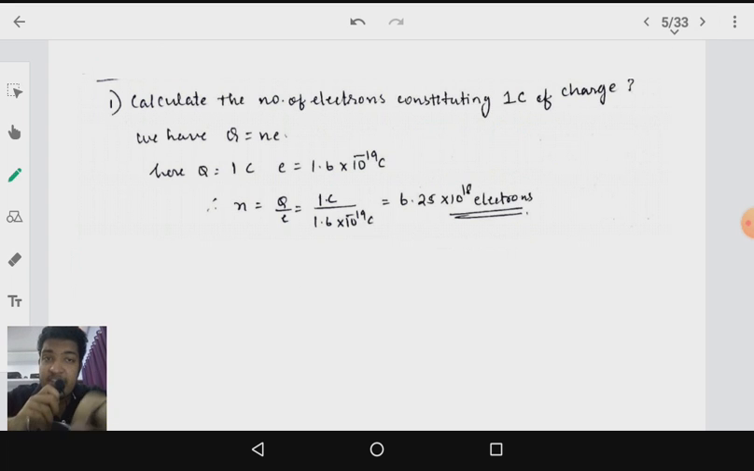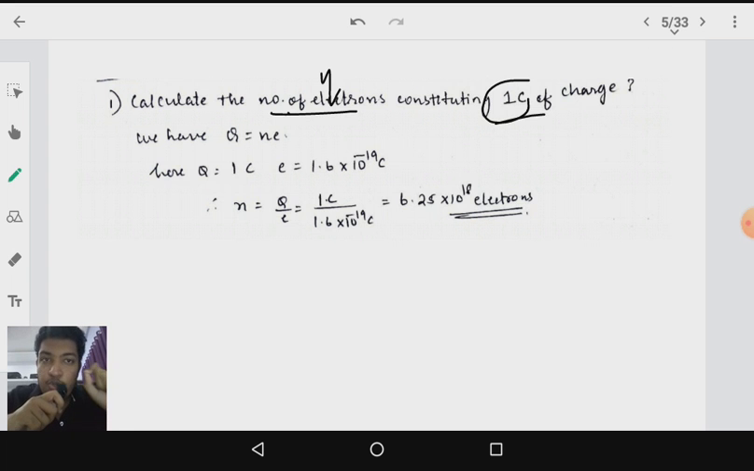Now let us do a question related to the charge equation. Calculate the number of electrons constituting 1 coulomb of charge. This is an intext question, so let us solve this. We have to find the number of electrons, n, constituting 1 coulomb of charge. Here Q is given as 1 coulomb and n we have to find. The equation connecting these two is Q is equal to n e, and we know the value of e is 1.6 into 10 raised to minus 19 coulomb.